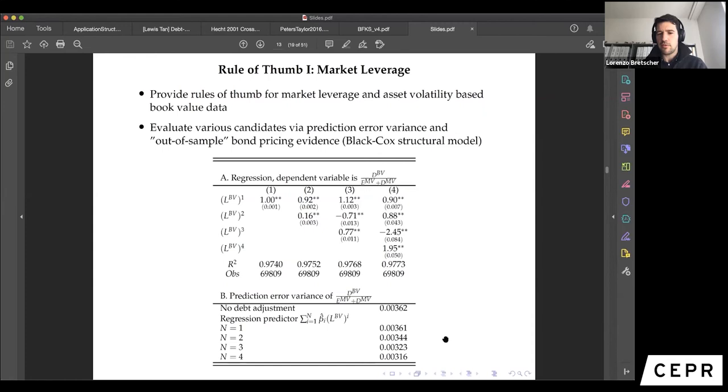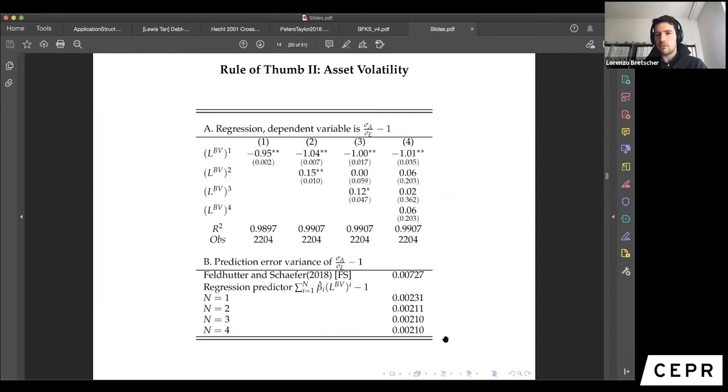For asset volatility, we run similar regressions. We don't just run it on asset volatility on the left-hand side, but on the ratio between asset volatility and equity volatility. And what we find compared to previous literature, for instance, Feldhutter and Schaefer, who have an approach that is based on a previous paper by Stephen, we can improve on the prediction error variance by using polynomials in the book leverage, okay? And here it's pretty clear that we should choose n equal to 2, because going to third or fourth order doesn't really add much or doesn't really lower the prediction error variance by much, okay?